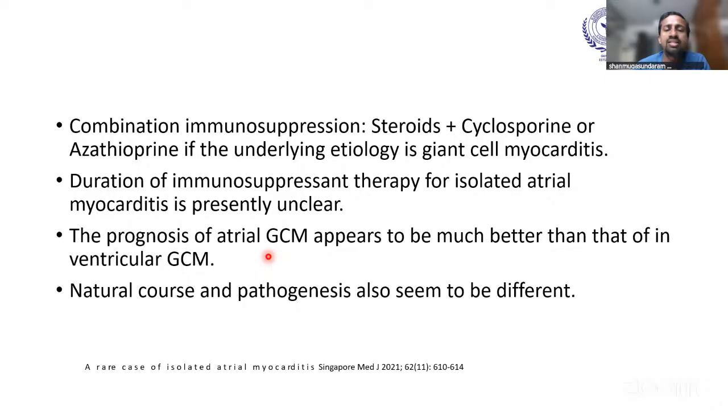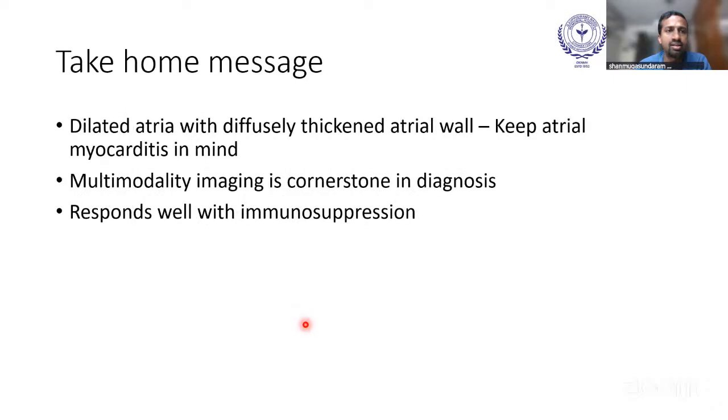Prognosis of atrial giant cell myocarditis appears to be much better than that of ventricular giant cell myocarditis, which has a very poor long-term outcome. And natural causes and pathogenesis also seem to be different from that of isolated atrial myocarditis. So to conclude, dilated atria with diffusely thickened atrial wall, keep atrial myocarditis in mind. Multimodality imaging is the cornerstone in diagnosis. It responds very well to immunosuppression as it did in our case. Thank you.